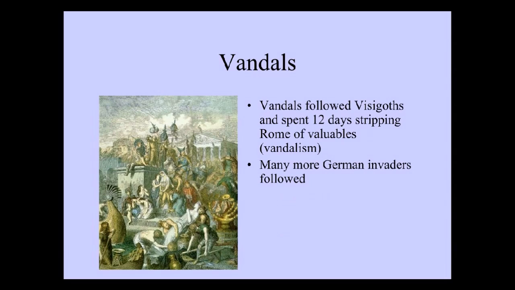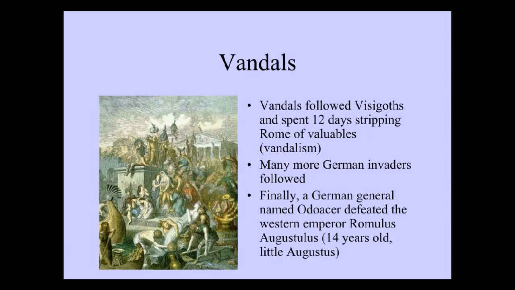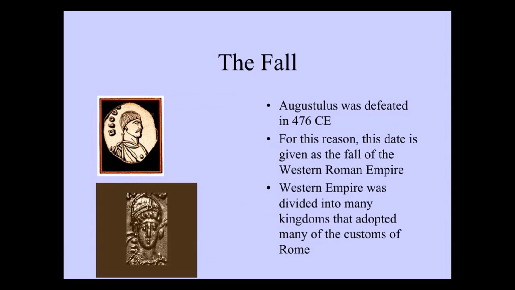Many more German invaders, the Franks, the Saxons, the Jutes, the Angles, the Visigoths, the Lombards, the Ostrogoths, all these different groups are going to be running up and down the Roman Empire, and they can't stop them. The Roman Empire is really in disarray at this point. A German general, a warlord named Odoacer, defeats another Roman emperor named Romulus Augustulus. Augustulus was only a kid, probably your age, 14 years old, when he was the emperor, and he's defeated in the year 476. That's why we say in this year that the Roman Empire has fallen. 476 CE or AD.